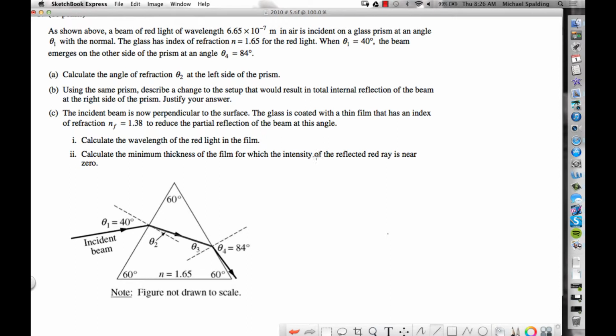All right, so this is from the 2010 AP FRQ. It's question number 5. It's a refraction question and Snell's law. All right, so here's what we have.